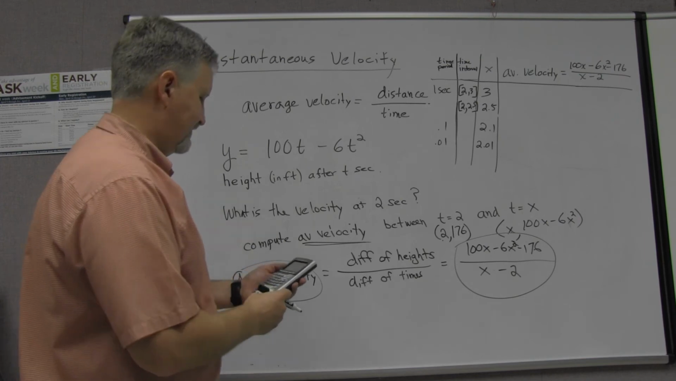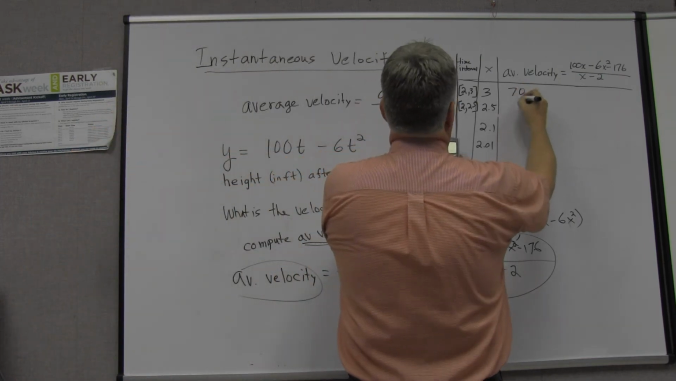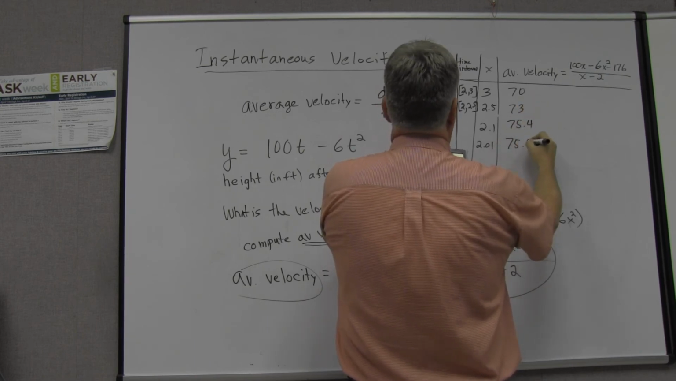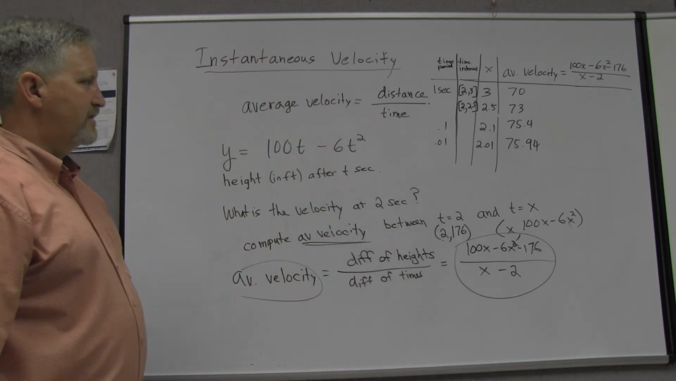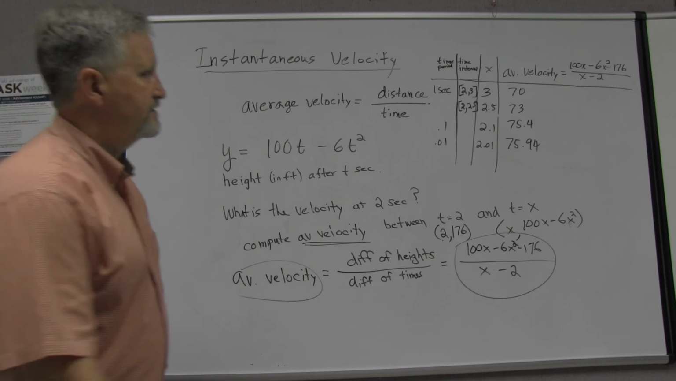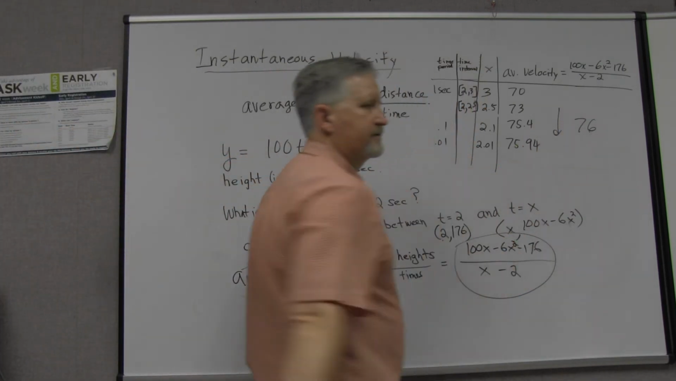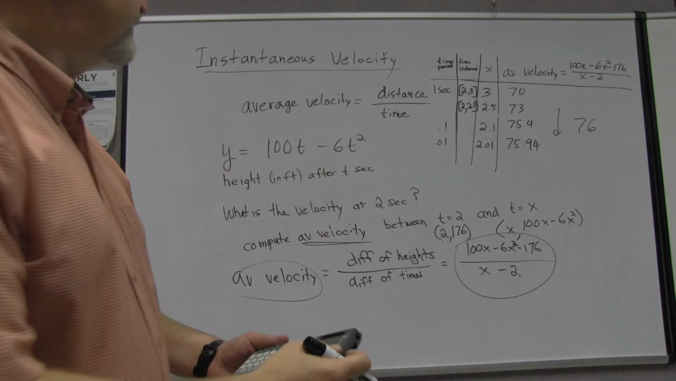Yes, it does. All right, so that's 70, 73, 75.4, 75.94. Yeah. I think we can see there that our average velocities are tending towards 76. I believe so.